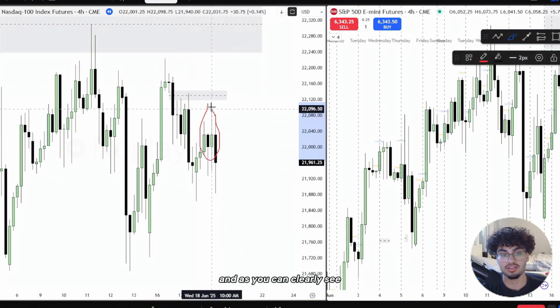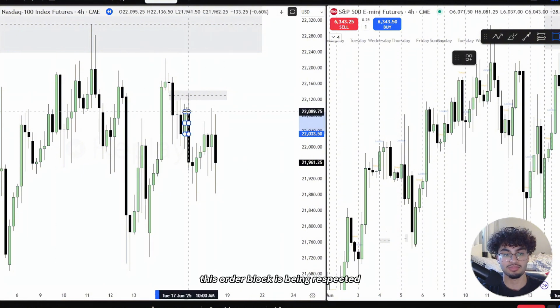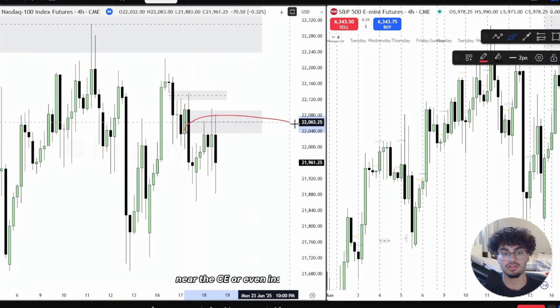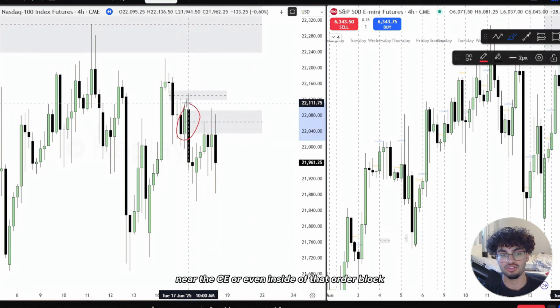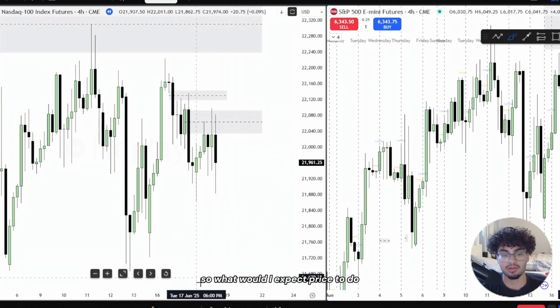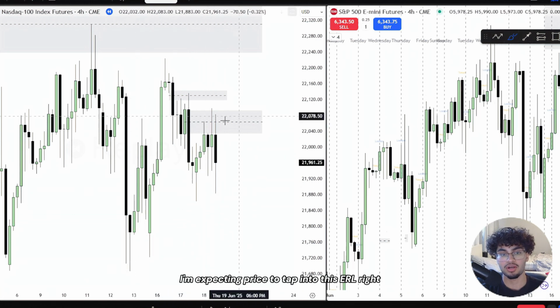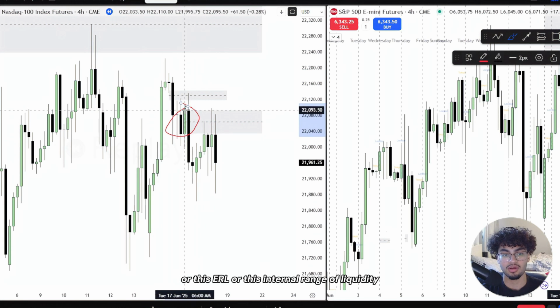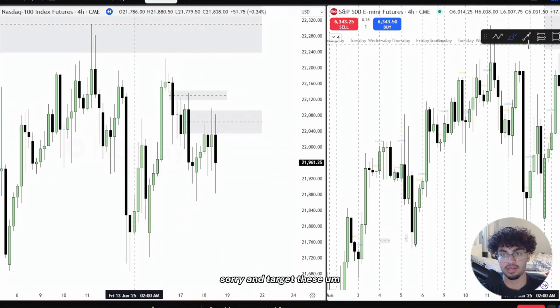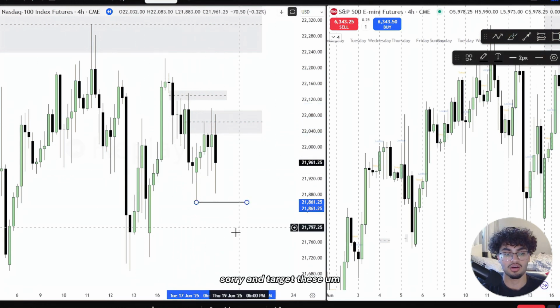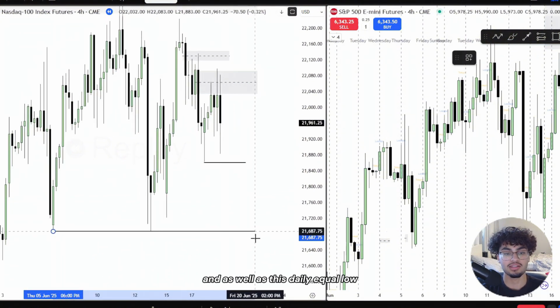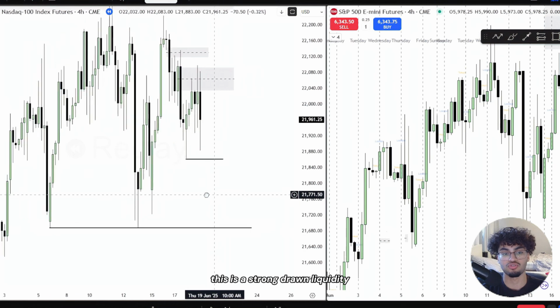And as you can clearly see, this order block is being respected by these candle body closures, as we're not closing near the CE or even inside of that order block. So what would I expect price to do? I'm expecting price to tap into this ERL, or this internal range of liquidity, sorry, and target these liquidities right here. And as well as this daily equal low, this is a strong drawn liquidity.